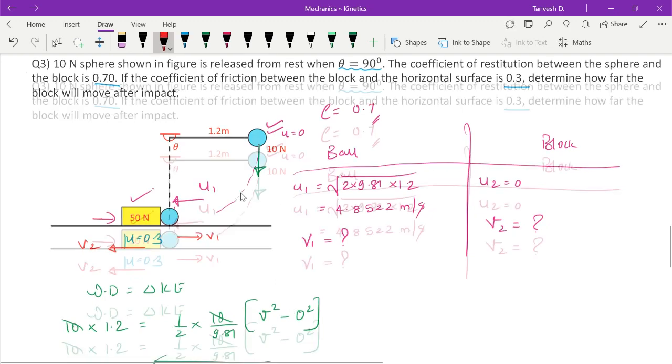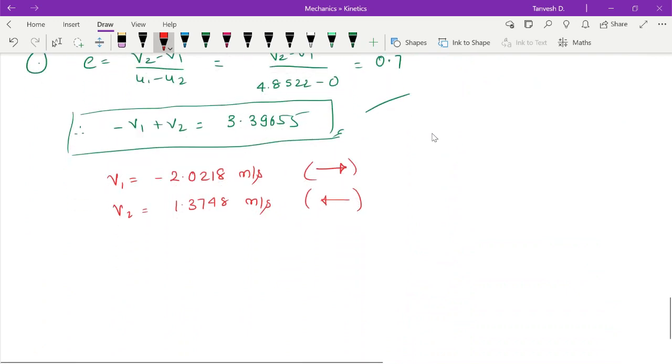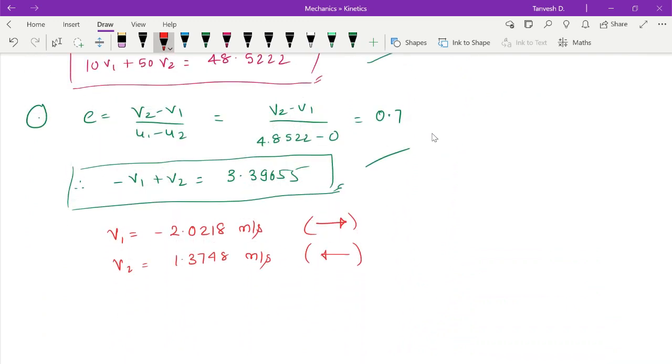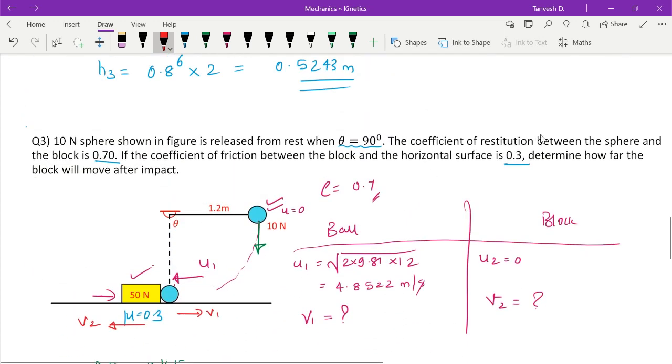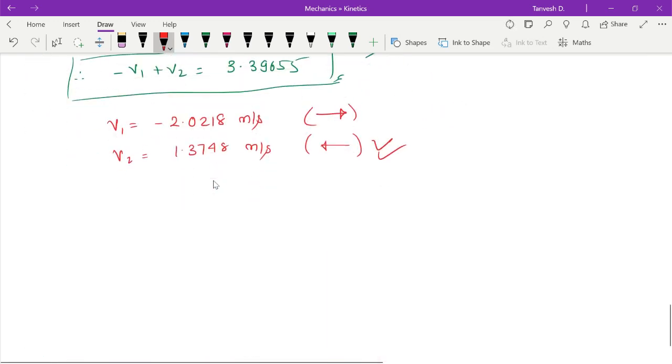Now we know that the block is going to move with this velocity. We need to know how far the block will move after the impact. So again here we can use the work energy principle. We have the block here which is moving with a velocity of 1.3748, and it's 50 Newton.